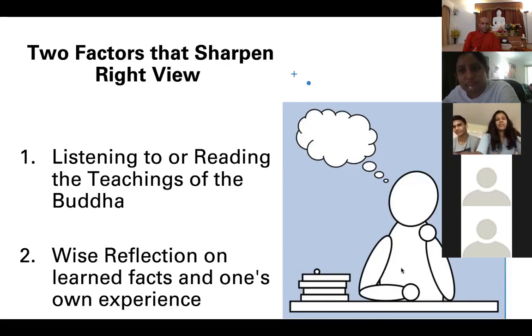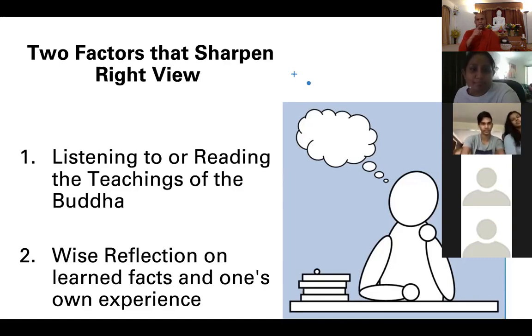So there are two factors that can help us to develop or maybe sharpen our right view. Remember that right view starts with one level, and then we'll slowly move on. And the more we practice the other elements of the Noble Eightfold Path, the more clarification, more sharpening of the right view we get also. So there's a loop, feeding each other. We will come to that in our other lessons.